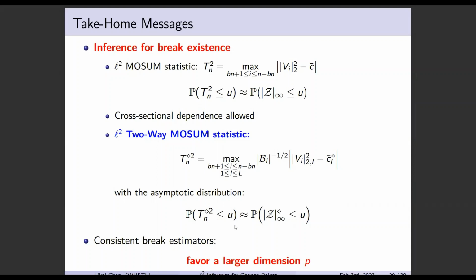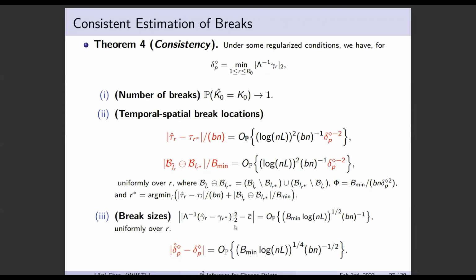The last thing I want to mention is that, because this is an L2-based statistic, we actually favor a larger dimension P. As we can see from the previous results, when the dimension P increases, the testing precision will increase as well. Related to a question asked before, the bandwidth selection of B is very critical for change point detection in general.